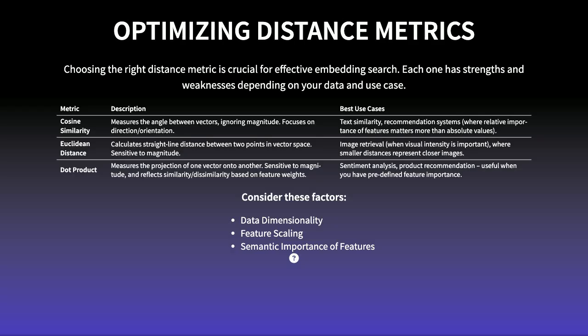where intensity matters. Dot product is useful when you have specific weights assigned to different features, like saying a certain word in a review is twice as important as another. Think about your data, how those features are scaled, and what you're trying to find. That will help you pick the right metric.